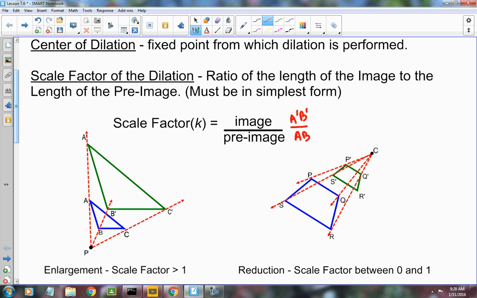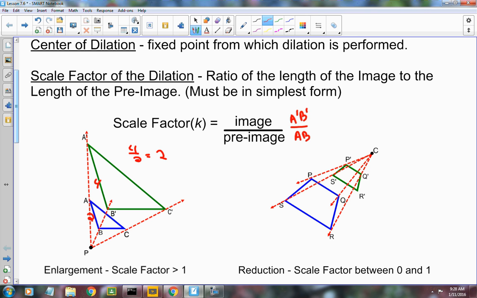Now, if your scale factor is greater than 1, it's going to be an enlargement. For example, if this right here was, let's say, 2, and this was 4, then if I did my scale factor, this is my image, this is my pre-image, I would do 4 over 2, which is 2. That number is greater than 1, so that tells me that it's an enlargement, okay?